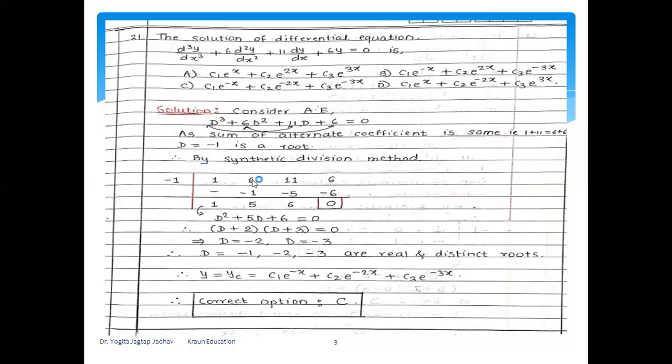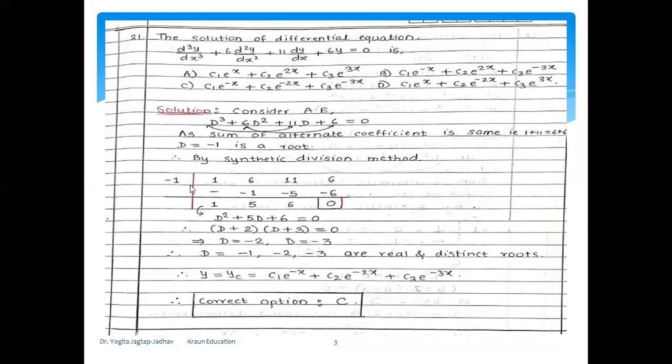Just write down the coefficients here. The coefficient of D³ is 1, the D² coefficient is 6, the coefficient of D is 11, and the constant term is 6. We are starting with -1 because we already found that D = -1 is a root of the given cubic equation. Following the synthetic division method, 1 plus 0 is 1. Multiplication of -1 with 1 is -1. Here we get 6 minus 1 is 5. Then -1 multiplied by 5 is -5. 11 minus 5 is 6. And again, -1 multiplied with 6 is -6. Therefore, at the end, you get the sum equal to 0.